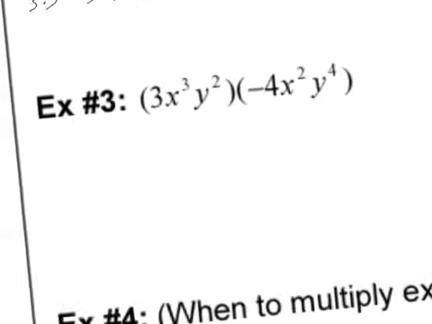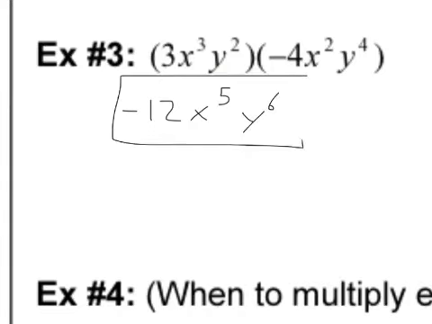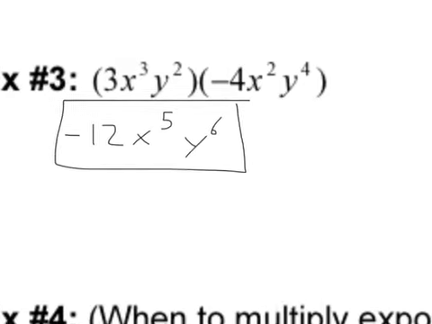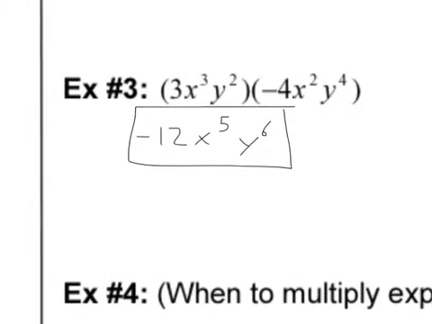Now let's put it all together in a problem like this. I have this term times this term. We're just going to do the numbers, the x's and the y's, and rewrite it because we can't really do much else. So 3 times negative 4 is negative 12. x cubed times x squared is, remember, we just add the exponents, so that's x to the 5th. And y squared times y to the 4th, add the exponents, that's y to the 6th. And that's easy. Sorry, I wanted to use my laser. We took something that looked really nasty and solved it, no problem.